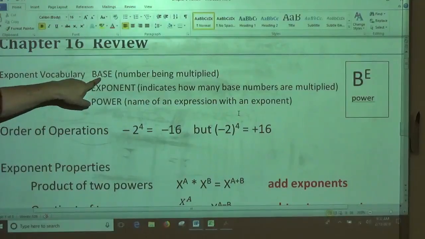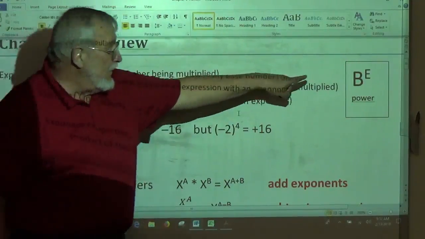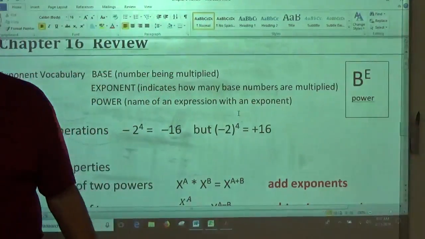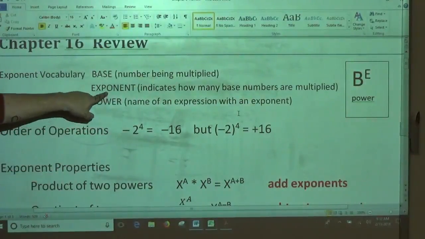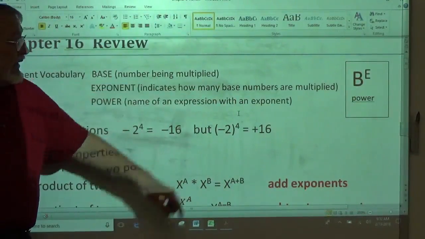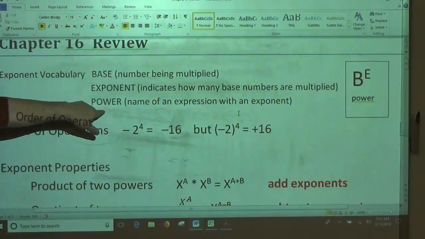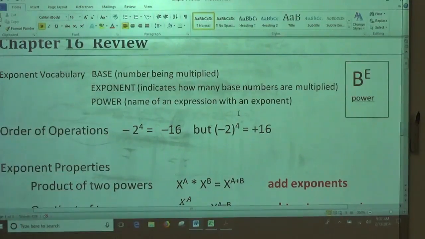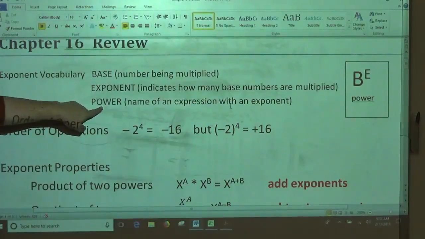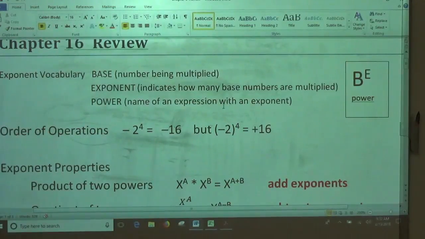All right, now, what is a base number? Over here, what's the base number? It's the B, it's the big number. What's the E? Exponent. Exponent indicates how many times the base number is multiplied. We just got done looking at how important that was in the last section. And then the name of a B with an E is called a power. That's for vocabulary, especially with Forrester. For vocabulary purposes, that's important because he talks about a power, he's talking about some exponent.